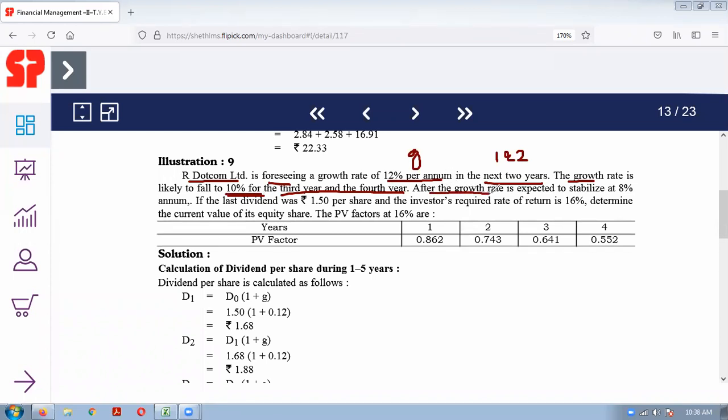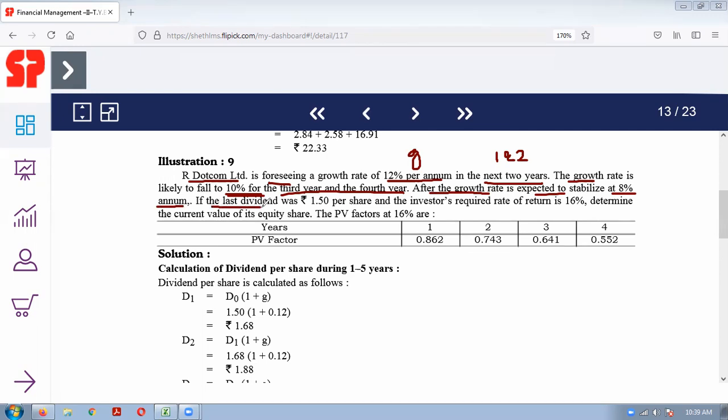After that, the growth rate is expected to stabilize at 8%, which means from the end of the fourth year, the growth rate will remain constant at 8% continually. Understand the question properly. Here three growth rates are there. The first growth rate, 12%, is for the first 2 years, then 10% is for the third and fourth year. After that, the growth rate will stabilize at 8%, and till the business is there, it will remain 8% only.